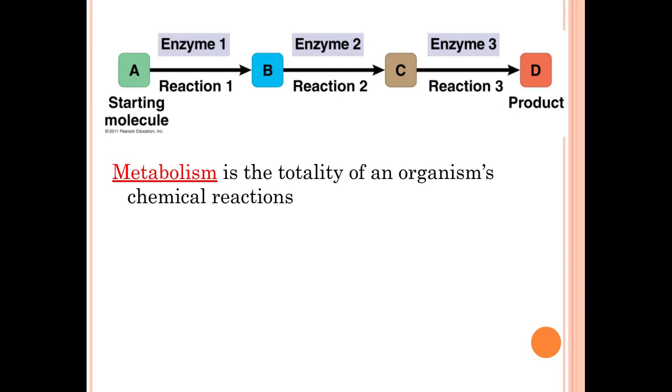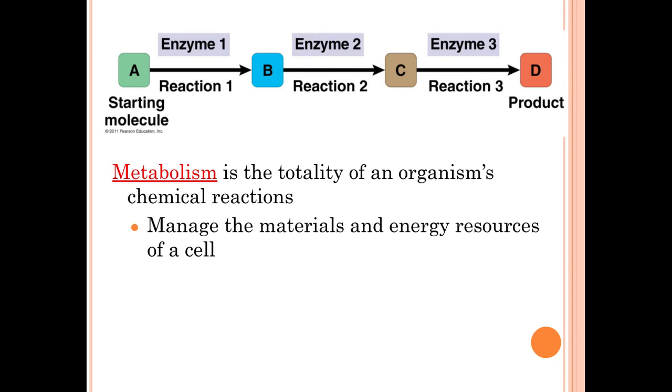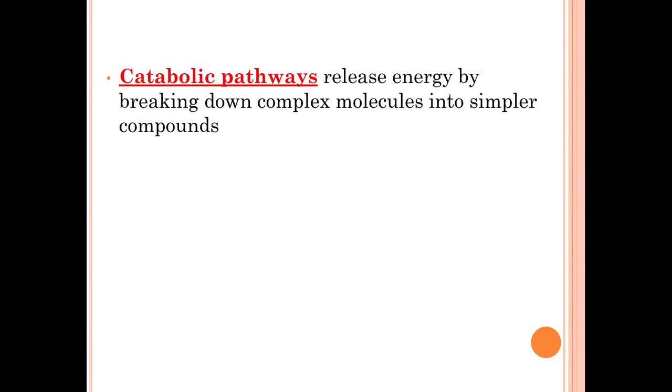So, a couple of definitions here. Metabolism. When we talk about metabolism, we're talking about the totality of an organism's chemical reactions. So that's every chemical reaction in the organism. Metabolism manages the materials and energy resources of the cell. There are two main types of pathways.